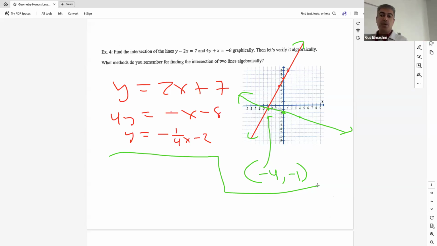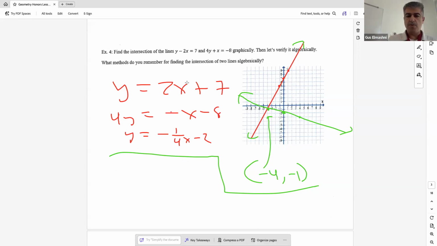Yeah. So you could do substitution or elimination, right? Those all could work. There are even other techniques too that you'll learn down the road. But yeah. So what if I did substitution, right? If y equals 2x plus 7, let me just substitute into the equation, right?